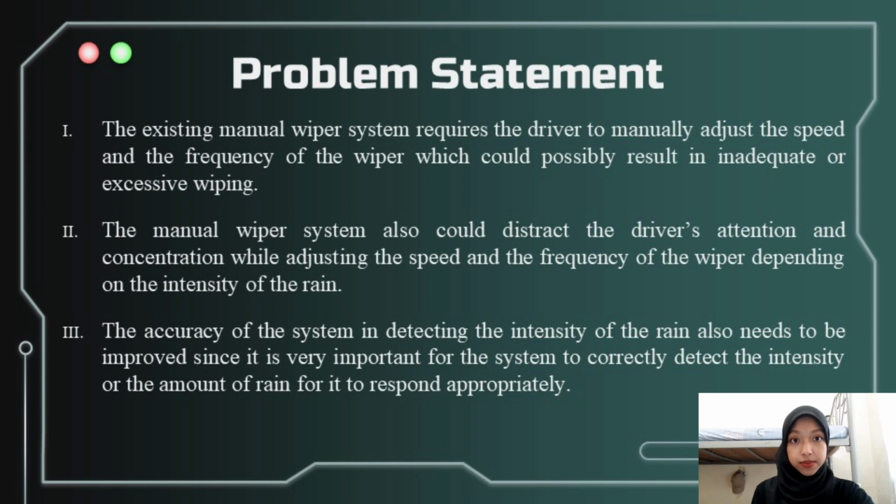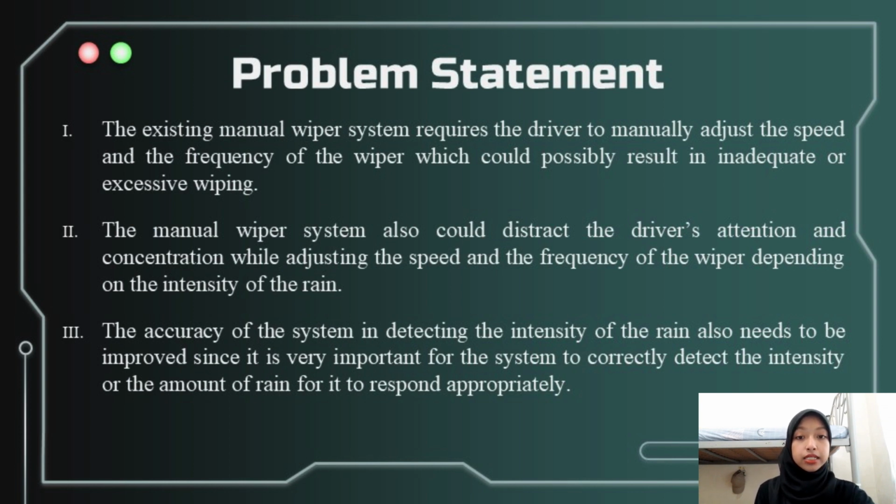Assalamualaikum, my name is Najiha binti Jusri Fauzi Menin with my check number B0920100096. The first one I will explain is the problem statement. There are 3 problem statements that we have found in this assignment. The first one is that the existing manual wiper system requires the driver to manually adjust the speed and frequency of the wiper, which could possibly result in inadequate or excessive wiping.